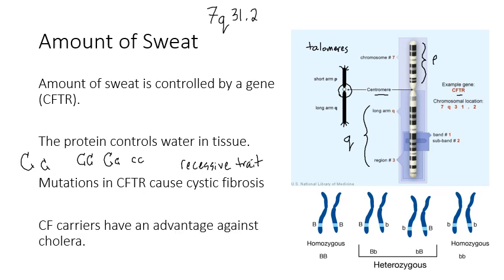Now, cystic fibrosis carriers, it's also been found that they have an advantage against cholera. So in the form where we have a heterozygous expression in our genotype, so it'll be capital C, small c, there is protection against cholera, and this is also found among certain populations as well.